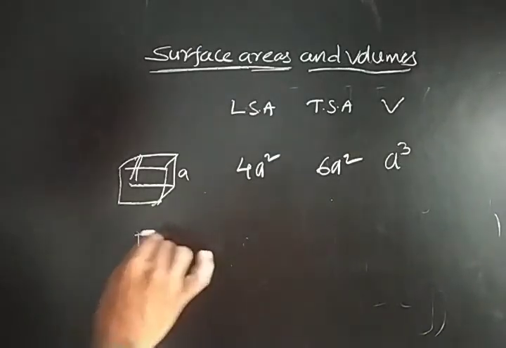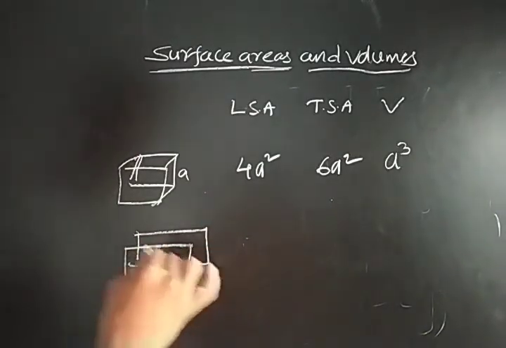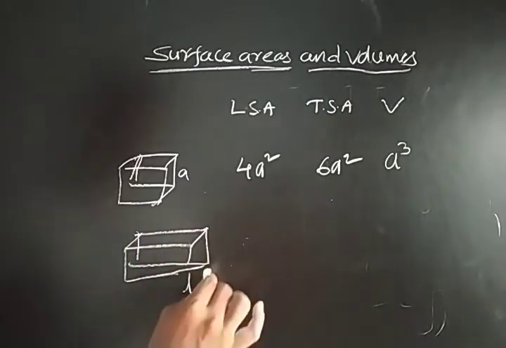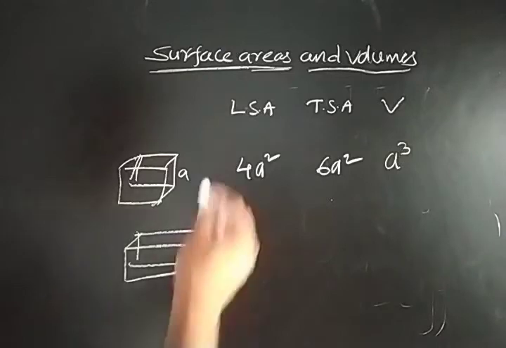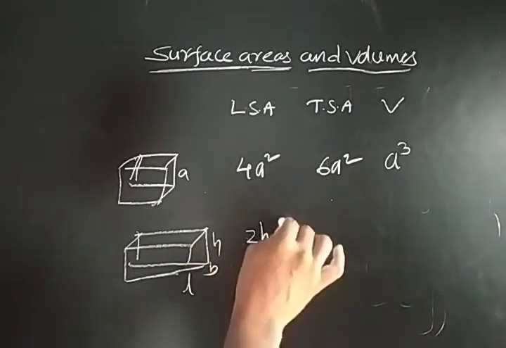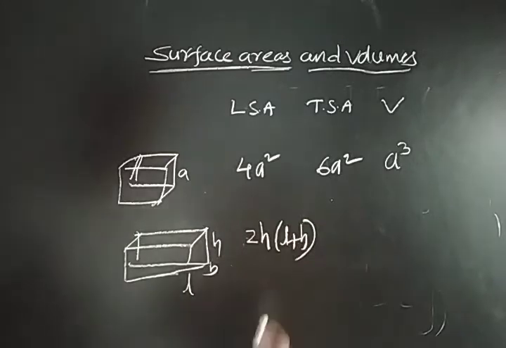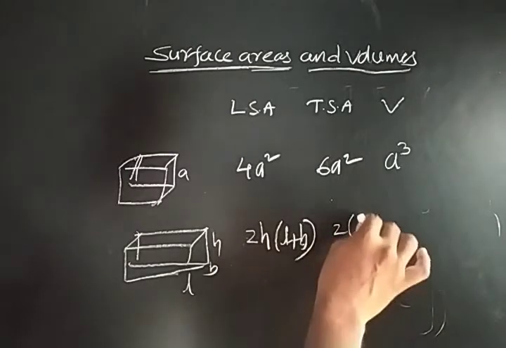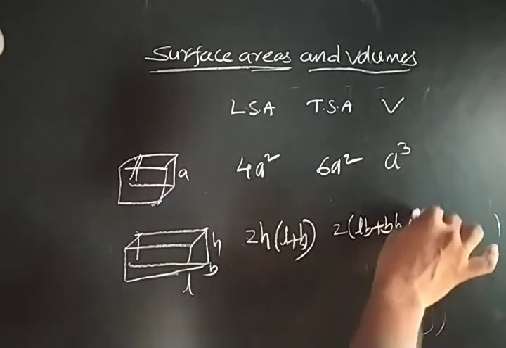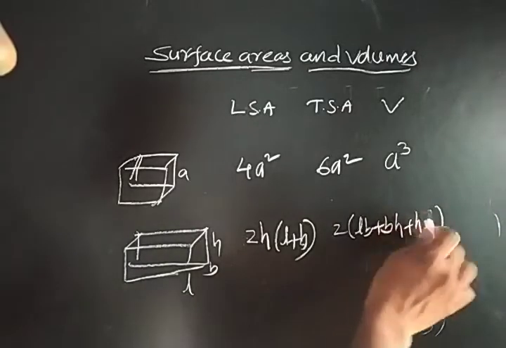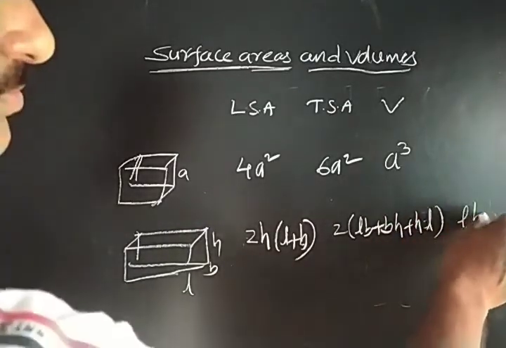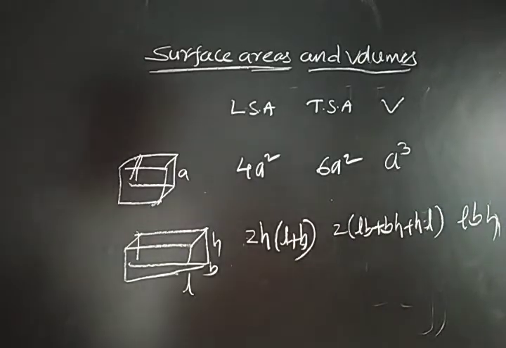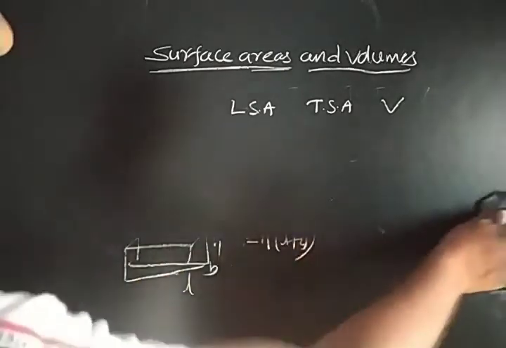The same method you can apply for cuboid also. In cuboid we will have 3 dimensions: one is length, another is breadth, another one is height h. So LSA of this cuboid, we know that, is 2h into L plus B. TSA is 2 into LB plus BH plus HL. This is the TSA formula, and volume is LBH. Already we studied in 9th standard, but recall the formulas, because remembering is the important concept. You have to remember the formulas.